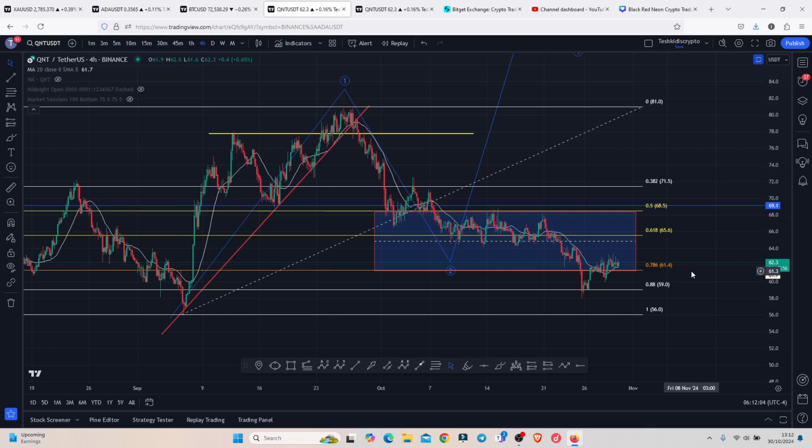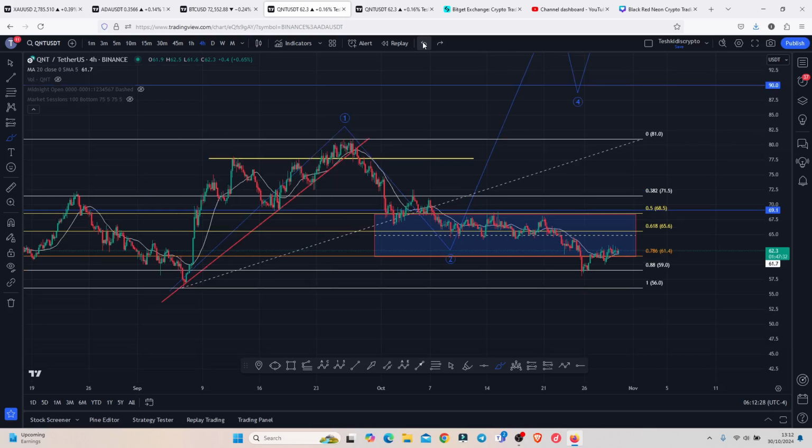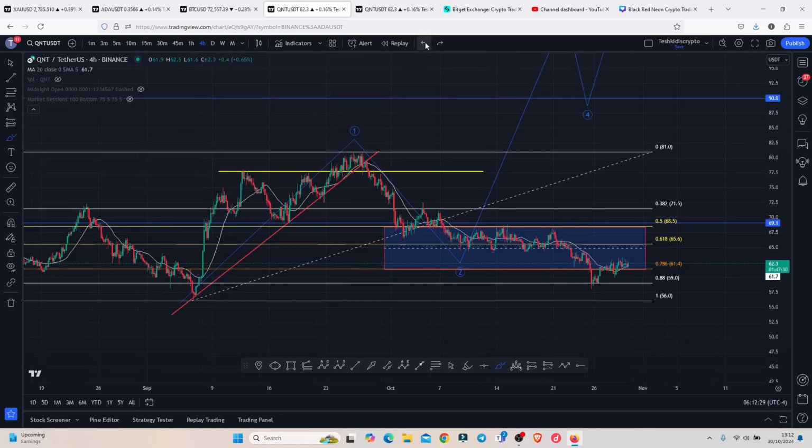And you can see that at some point we lost the fib level 0.78, but the fib level 0.88 continued to act as support, and at the time of this recording we are bouncing on that area on the Fibonacci. And as long as BTC continues to remain bullish, there's a chance that we can see a similar scenario over here on the QNT chart, where we can continue pushing higher.